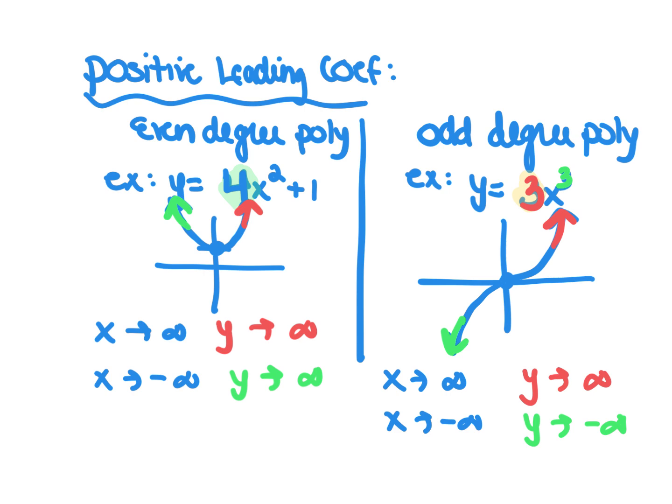So I want you to think about this. If we were to redo this little section with a negative leading coefficient, how would this all change? So go ahead and pause it and write out what you know if we have a negative leading coefficient. How is that going to change our end behavior?